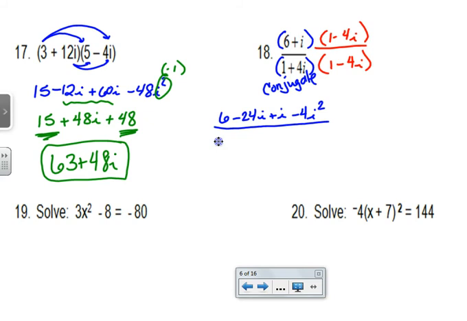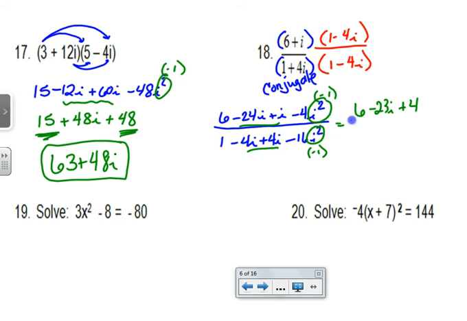On the denominator, you've got a 1, a minus 4i, and then a plus 4i, and then a minus 16i squared. So again, remember you've got like terms in the middles, and you also have to remember that i squared is really a negative 1. So what we really have is 6 and then a minus 23i. When I combine those, negative 4 times negative 1 is a plus 4. We'll fix this in a second.